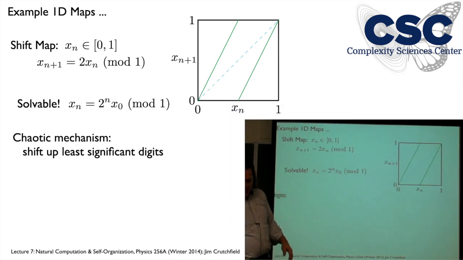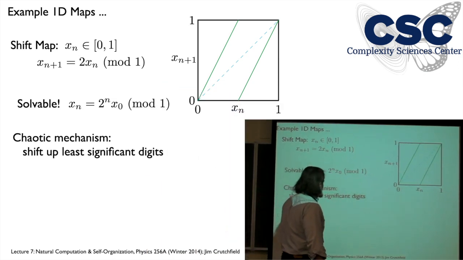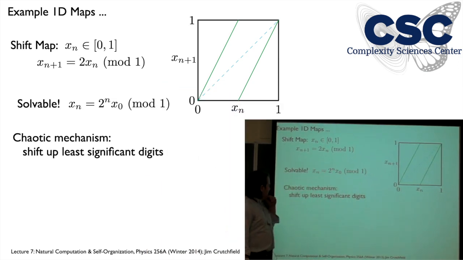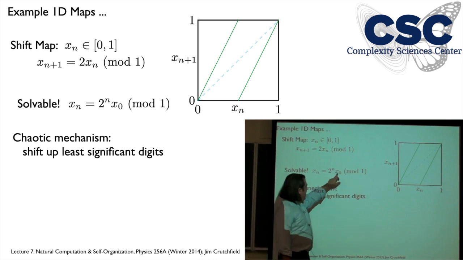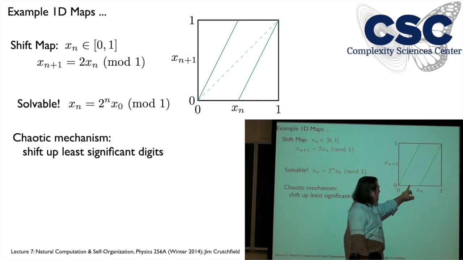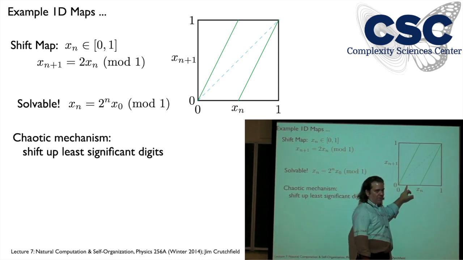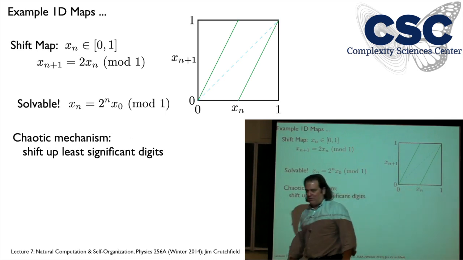Well, it's a little bit an issue of interpretation. So now I want you to think of when I specify the initial point on the interval, say a third or 1 over pi or something like that, think about its binary expansion. These are numbers on the interval, therefore it's going to be 0 dot something, a fractional part.